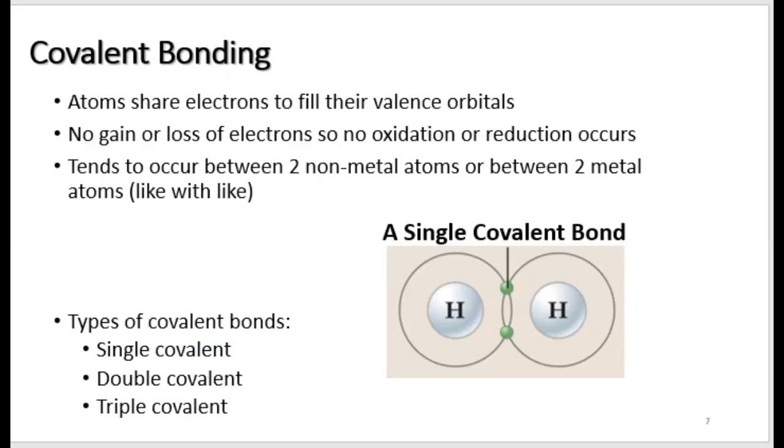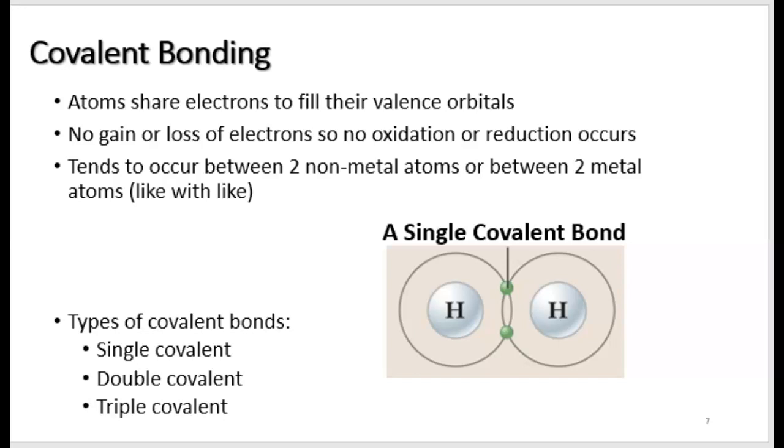The other type of bonding that we need to talk about is called covalent bonding. And instead of ions forming, in this case what will happen is two neutral atoms will just share electrons. So in this case, no ions form. An atom does not lose or gain an electron. Rather, atoms share, and they don't completely donate or accept these electrons. It usually occurs between two atoms that are either both nonmetals or both metals, so kind of like with like.